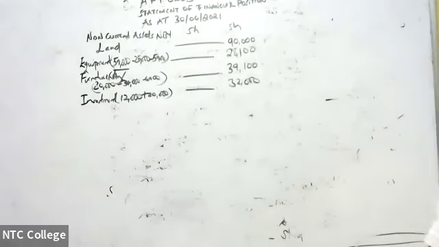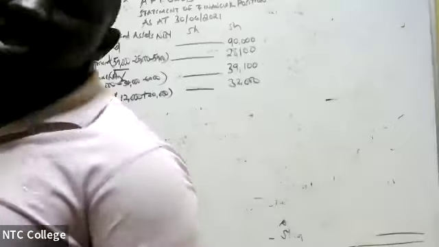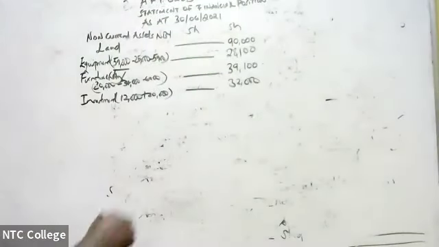Tuko sawa? Joseph, tuko sawa? Yes. Mercy ananiangushanga. She runs away when we need her.